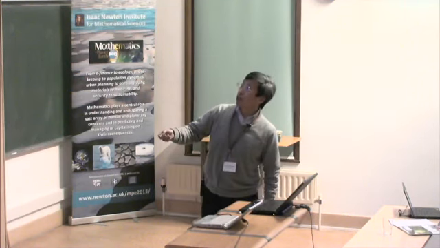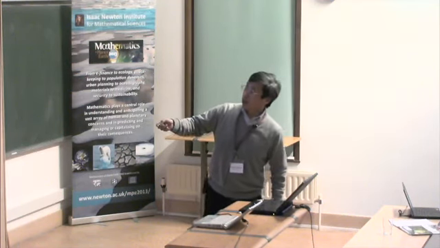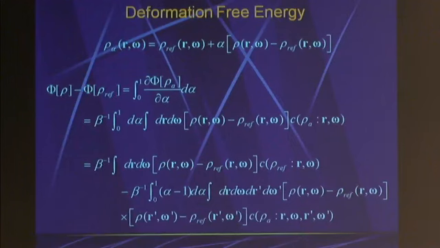And the reference density should be arbitrary. So you can choose uniform distribution in nematic. You can choose isotropic phase. That's what some people did.